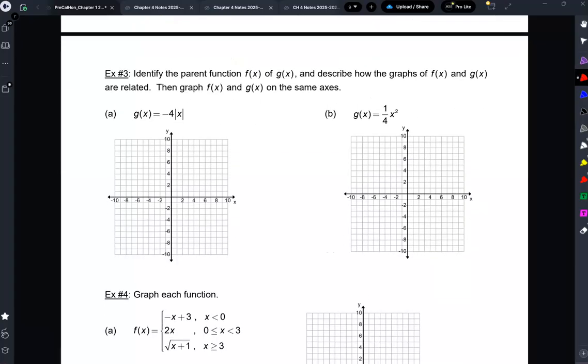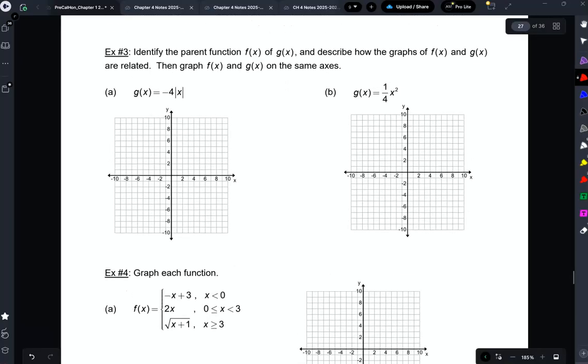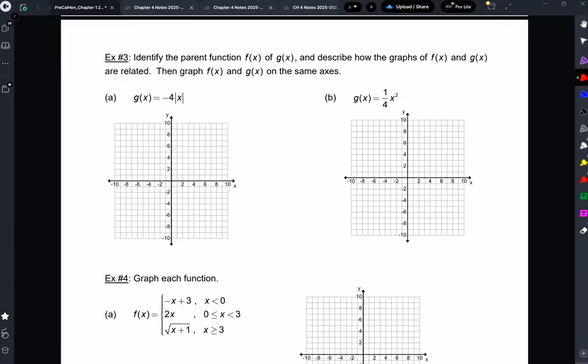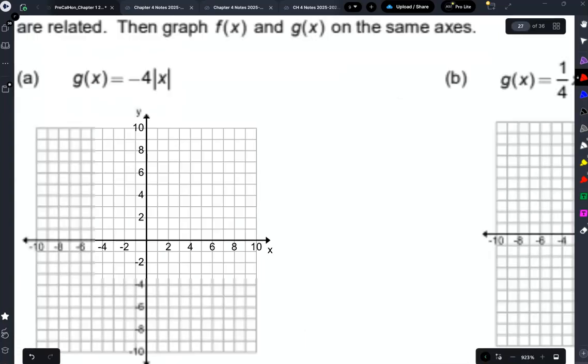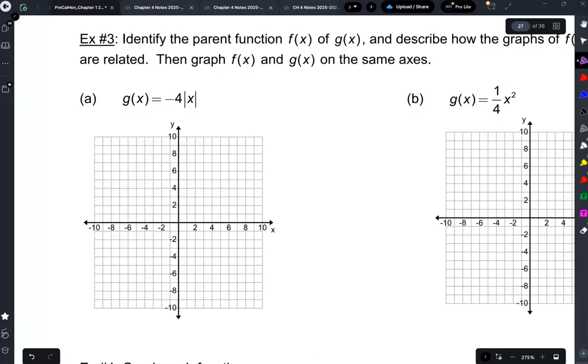Okay. So here, okay, look at some, okay. So we got some, oh my gosh, this is so algebra 2, right?